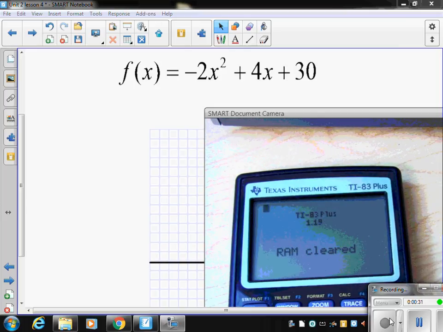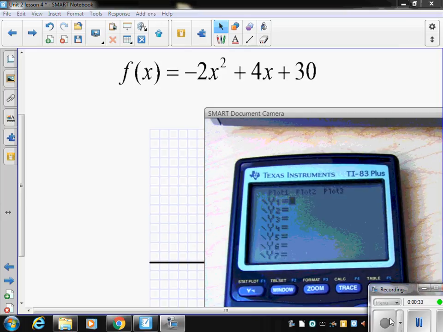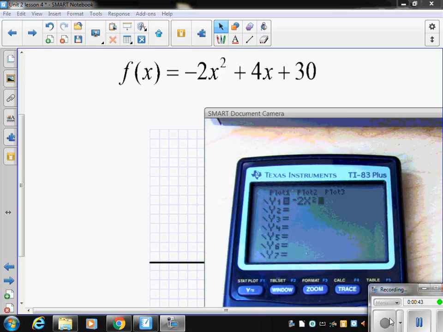So we're going back to y equals. We're going to type our new equation in, negative 2x squared. Remember, your negative's at the very bottom of the calculator. Negative 2x squared plus 4x plus 30.